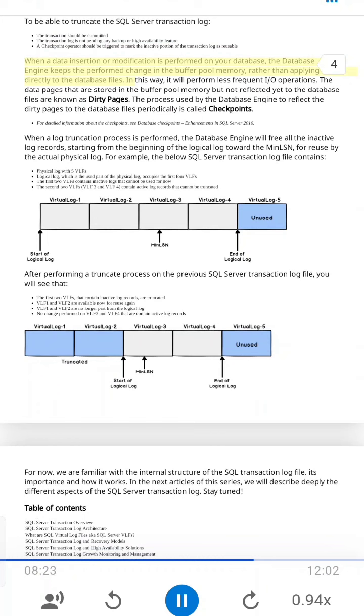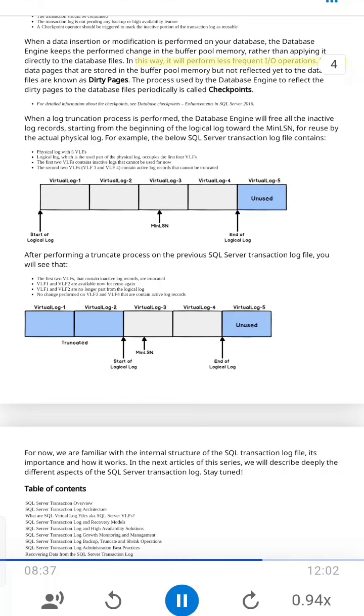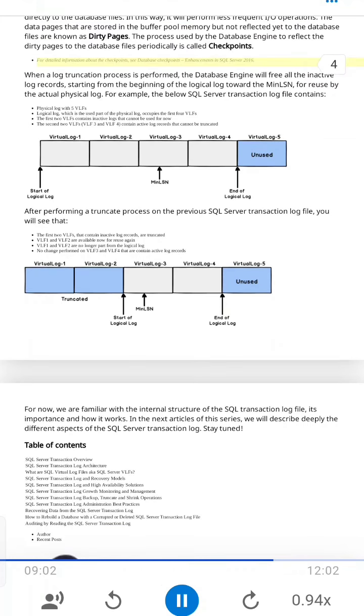When a data insertion or modification is performed on your database, the database engine keeps the performed change in the buffer pool memory, rather than applying it directly to the database files. In this way, it will perform less frequent I/O operations. The data pages that are stored in the buffer pool memory but not yet reflected in the database files are known as dirty pages. The process used by the database engine to reflect the dirty pages to the database files periodically is called checkpoints. For detailed information about checkpoints, see Database Checkpoints Enhancements in SQL Server 2016.